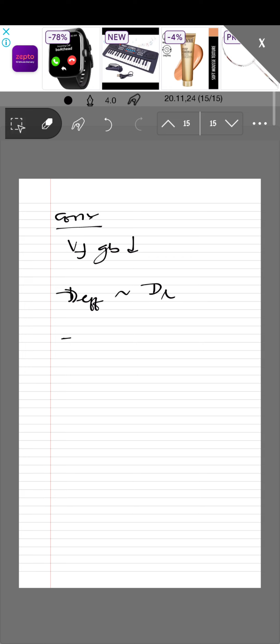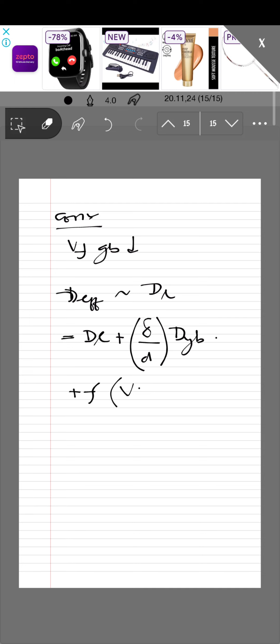Now, this effective diffusion again has a mathematical representation. If we consider the diffusion through the defects as well, this is equal to, of course, the lattice diffusion, the primary diffusion, plus the grain boundary thickness by the grain size, the ratio of that, into the diffusivity of the grain boundary, plus the volume fraction of the dislocations with respect to the grain size into the diffusion through the dislocation, and similarly the volume fraction of the surface divided by the grain size into the diffusion through the surface.